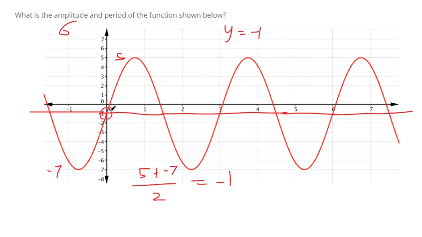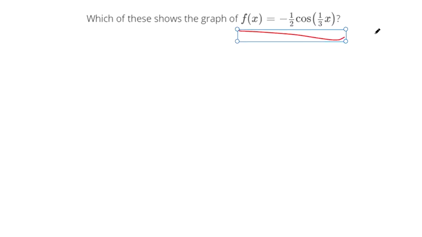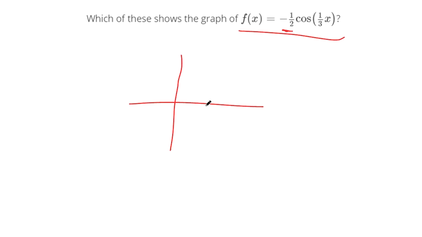If we start thinking about x equals 0, then it takes us until we get to x equals 3 before we start repeating ourselves. So the period of this graph is 3. To make the graph of this function f of x, we're going to note that the amplitude is 1/2.